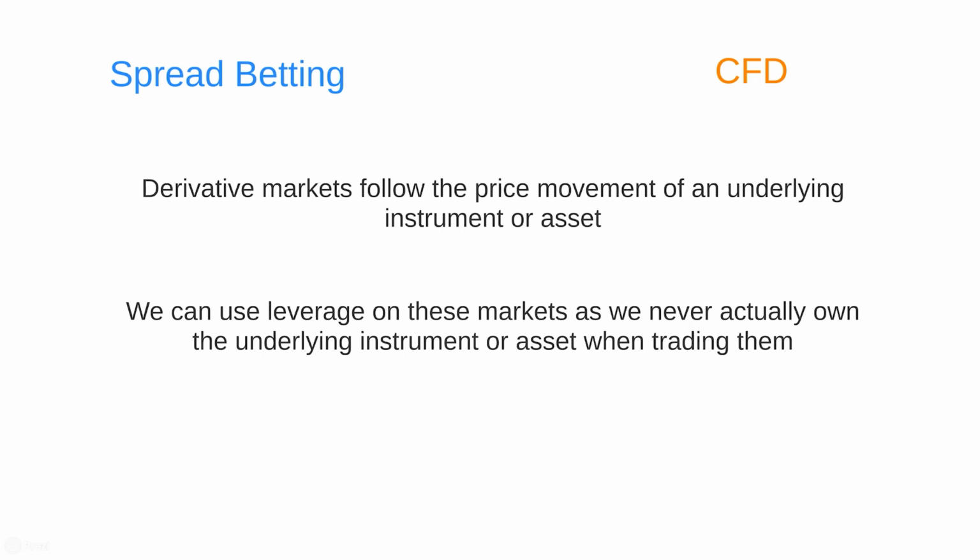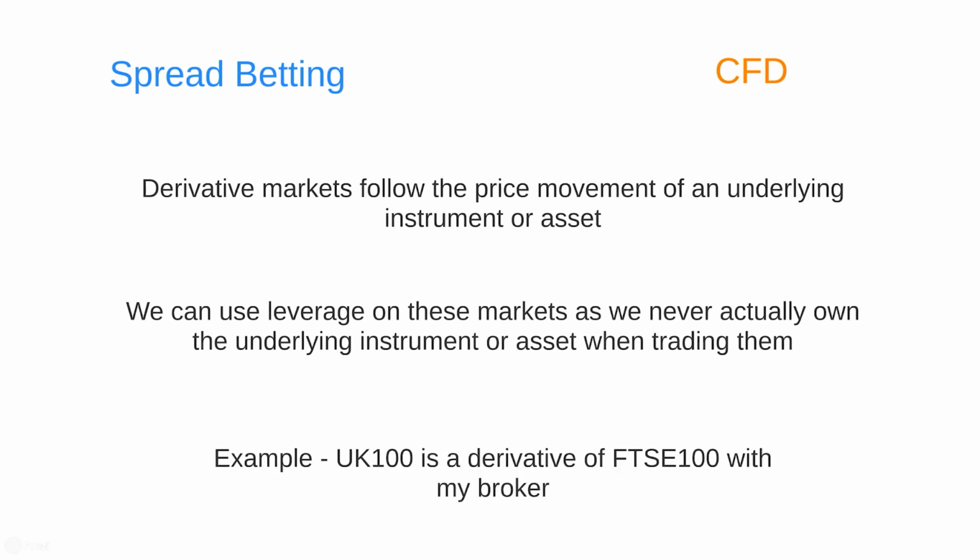An example of this with the broker I use would be the UK 100. This market is a derivative of the FTSE 100. It follows the price movement of the FTSE 100, but when I trade this market, I never actually own any of the underlying asset. Both account types use leverage, but have small differences, so let's look at each in detail.